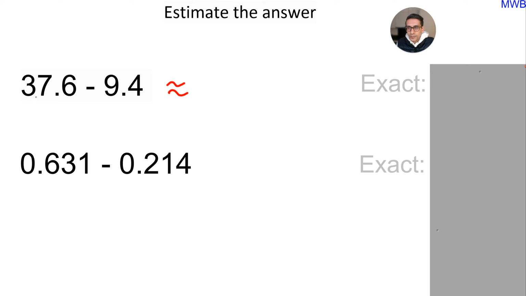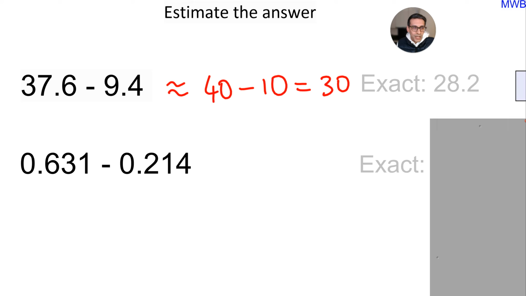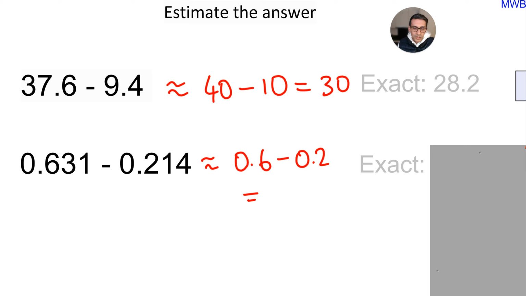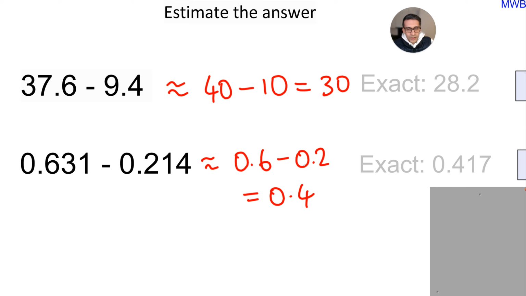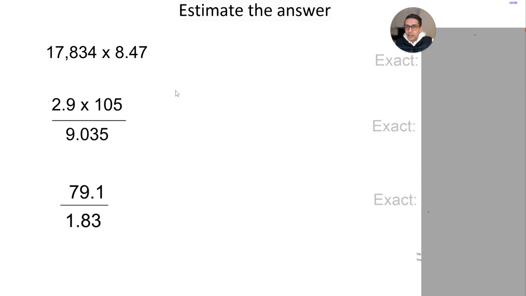Okay, so the first one, I would say that's pretty much 40 take away 10. And that will give you 30. The exact answer happens to be 28.2, so we're not very far off. And this one here, I would say this would estimate to 0.6 take away 0.2, which is 0.4. And the exact answer is 0.417. So again, quite sensible estimation. I'm happy with that.